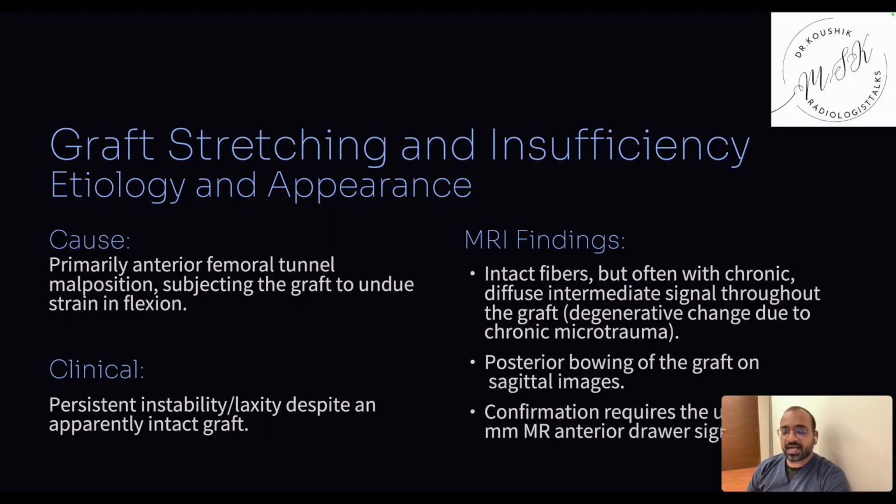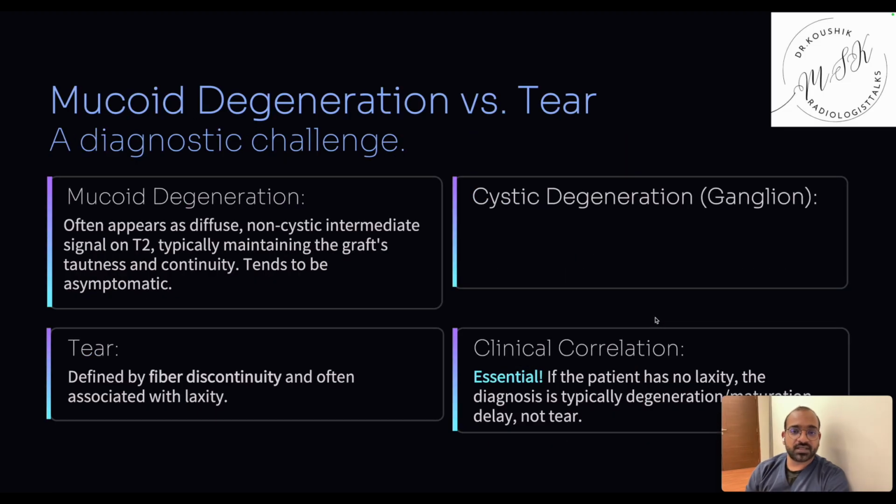Okay, so the MR findings: intact fibers will be there. Only this chronic intermediate signal throughout the graft, degenerative changes will be there due to repeated micro trauma. Okay, so this happens because of anterior femoral tunnel malposition. So the femoral tunnel is malpositioned anteriorly. Okay, so that causes graft stretching and insufficiency.